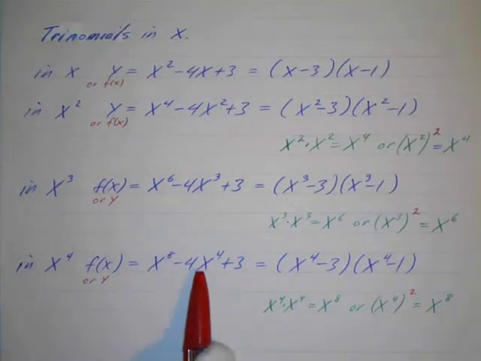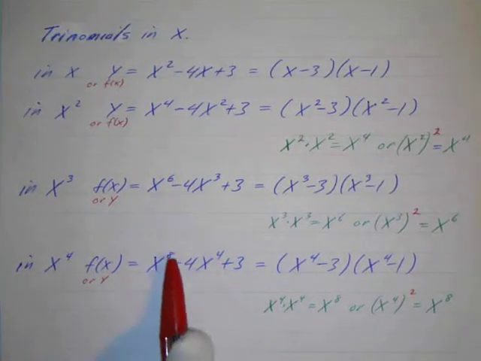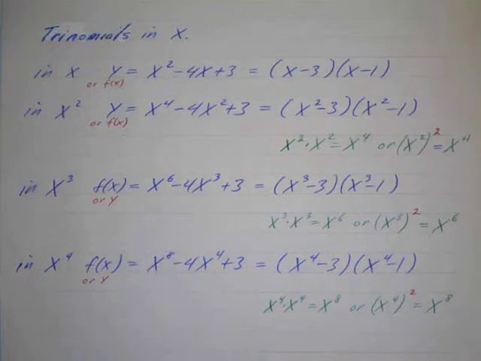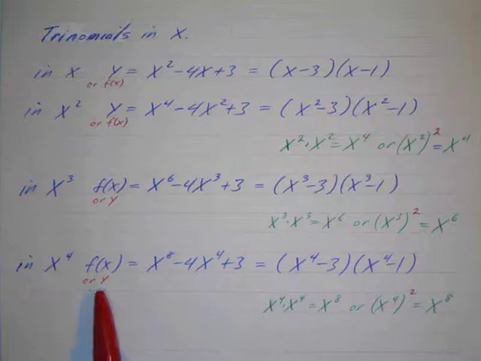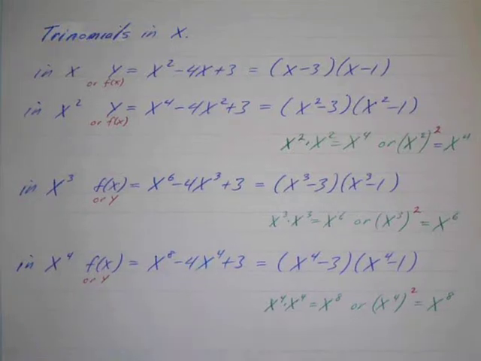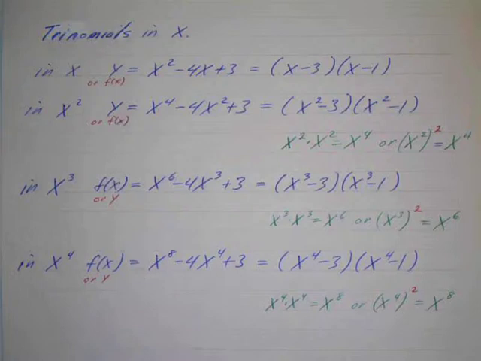x to the 8th minus 4x to the 4th plus 3. Notice how this exponent is half of this one, or this is twice that one. And again, we could call it f of x or y. In both cases, it refers to the vertical position on our graph if we're graphing it, and that's actually the value of the function. That's what we're really interested in.